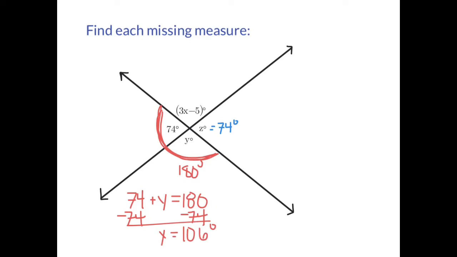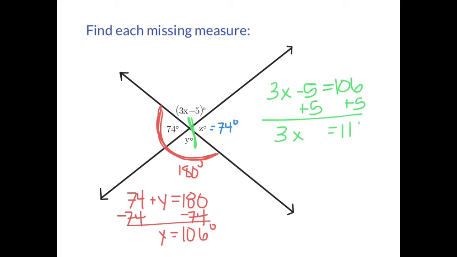So Y is 106 degrees, and that's what helps me then with this vertical relationship, because now I can say that 3x minus 5 also equals 106 degrees. I can add 5 to both sides, and I'm not sure this is going to work out evenly here. Let's check. 111, oh, it should. So then x equals 37.